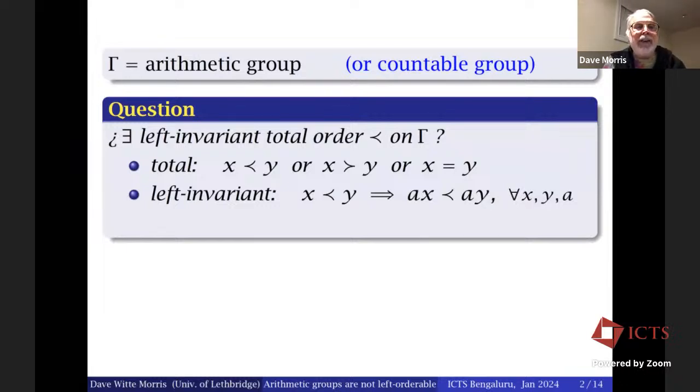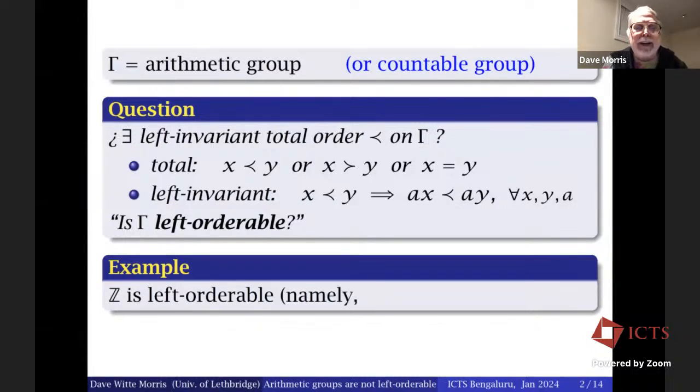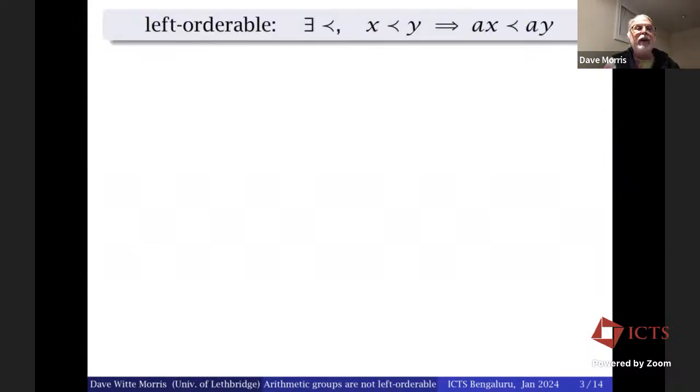A group that has such an order is called left-orderable. So the question is just whether gamma is left-orderable. That's the question I want to talk about. I've got an arithmetic group, and I want to know whether it's left-orderable. The simplest example is the infinite cyclic group Z. Z is left-orderable, and in fact the left invariant total order is just the usual less than relation. That's a total order, and obviously, if x is less than y and you shift, x will still be less than y.